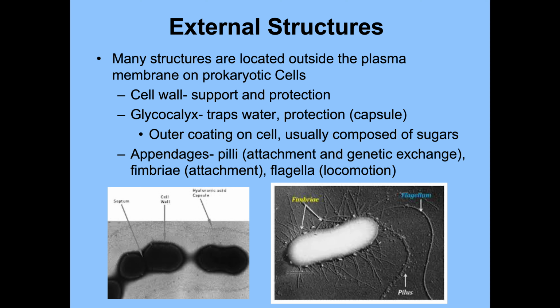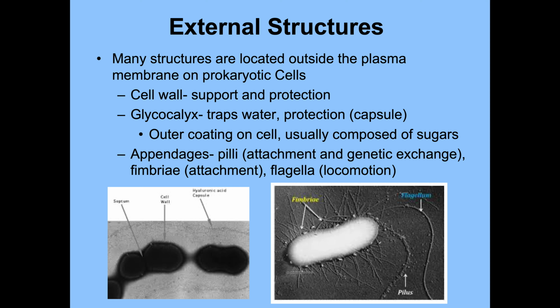Other appendages that may be found on bacteria are pili. Pili are used for attachment over here. They're called fimbriae, which is another term. Fimbriae are protein structures coming off of the bacteria that are strictly used for attachment, and then sometimes these fimbriae will actually hollow out, and when they become hollow, they become what are known as pili. And pili are used for attachment as well, but they're also used to exchange genetic material.